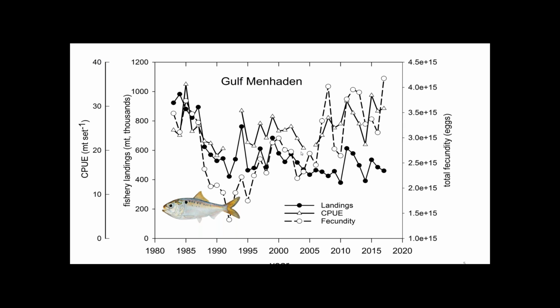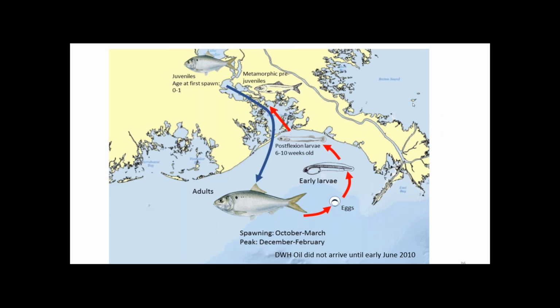In the late 1980s and early 1990s, the fishery was catching about 1 million metric tons a year, and so that was overfishing that stock. So they dropped the catch to around 500,000 metric tons, which reduced the fishing mortality rate and has resulted in much higher levels of population fecundity, and so this population was able to withstand the Deepwater.